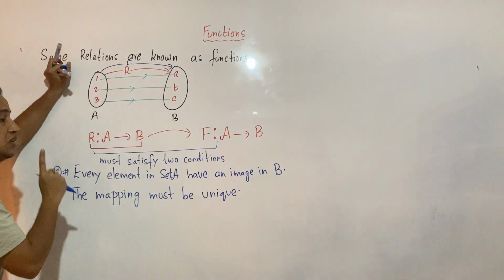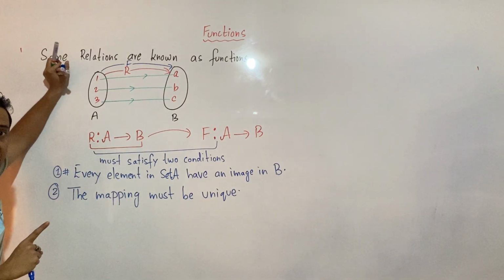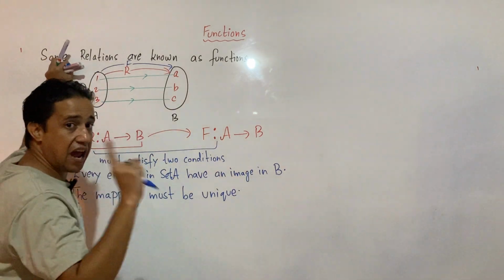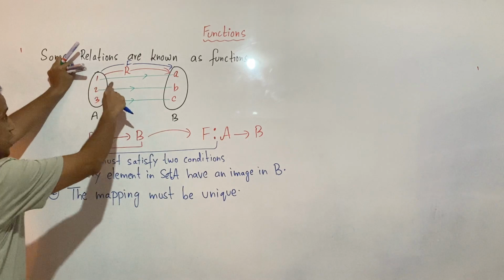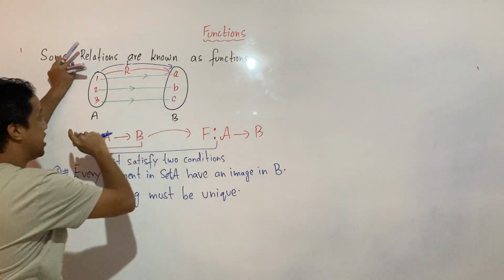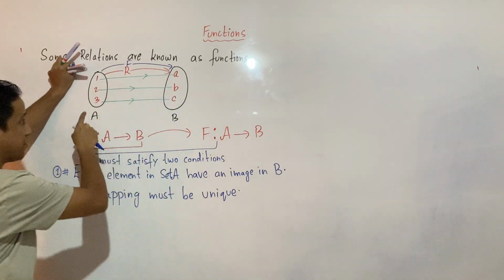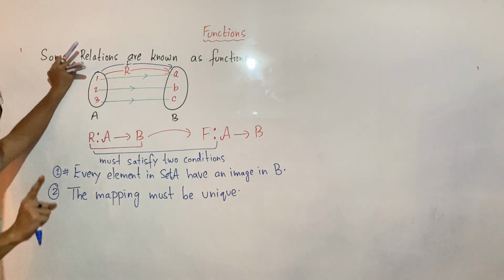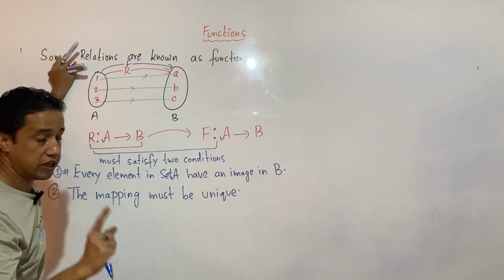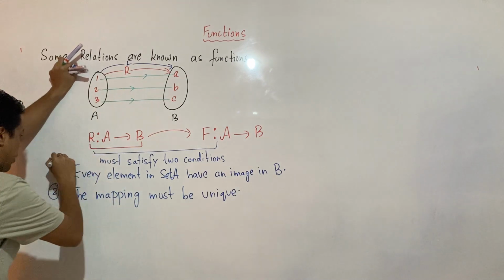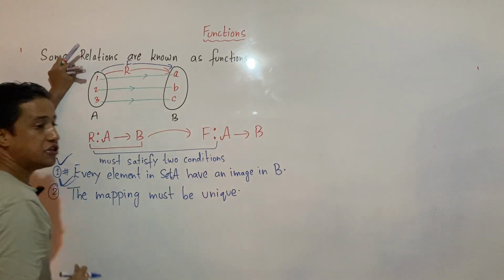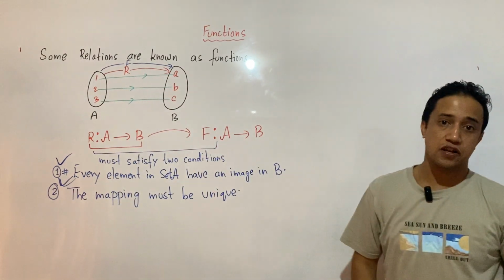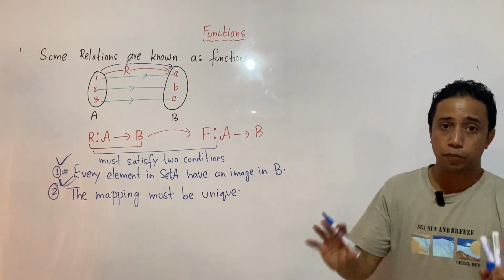Okay, so the mapping must be unique. Understand? It means that each element in set A must have a unique image. Here the image of 1 is A, the image of 2 is B, the image of 3 is C. So all these images, all these mappings are unique. If the relation satisfies these two conditions, then we will say that the relation is a function. I hope you understand it.